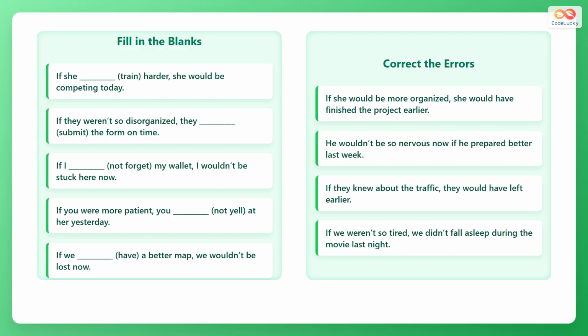Complete these mixed conditional sentences. Fill in the correct verb forms. Notice which type uses past perfect and which uses past simple. Pay attention to whether the result is present or past. Think about the time relationship between each clause.